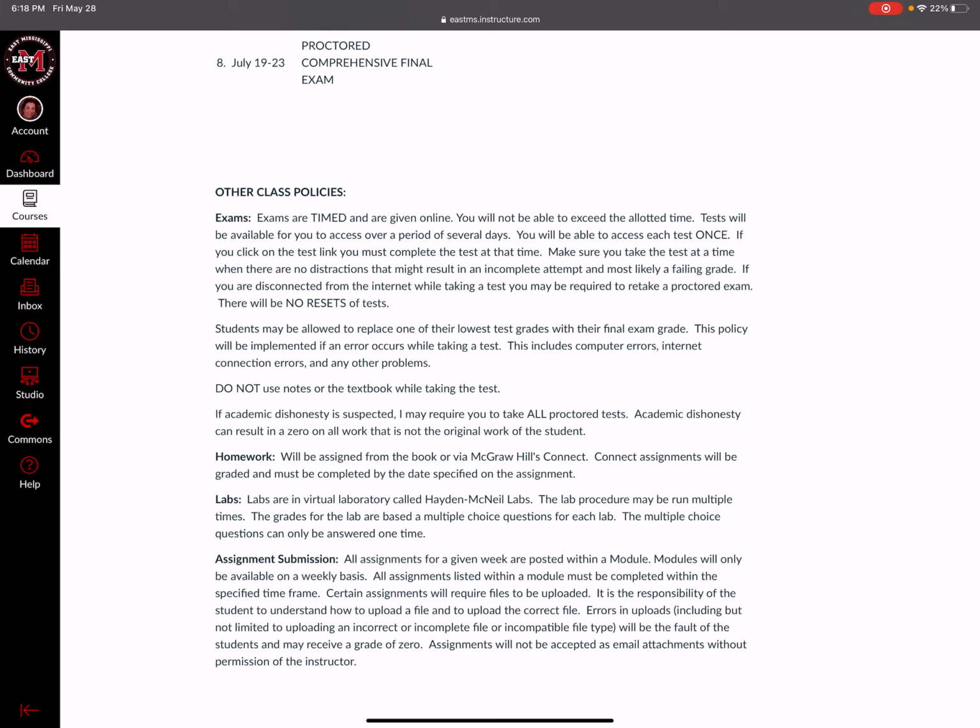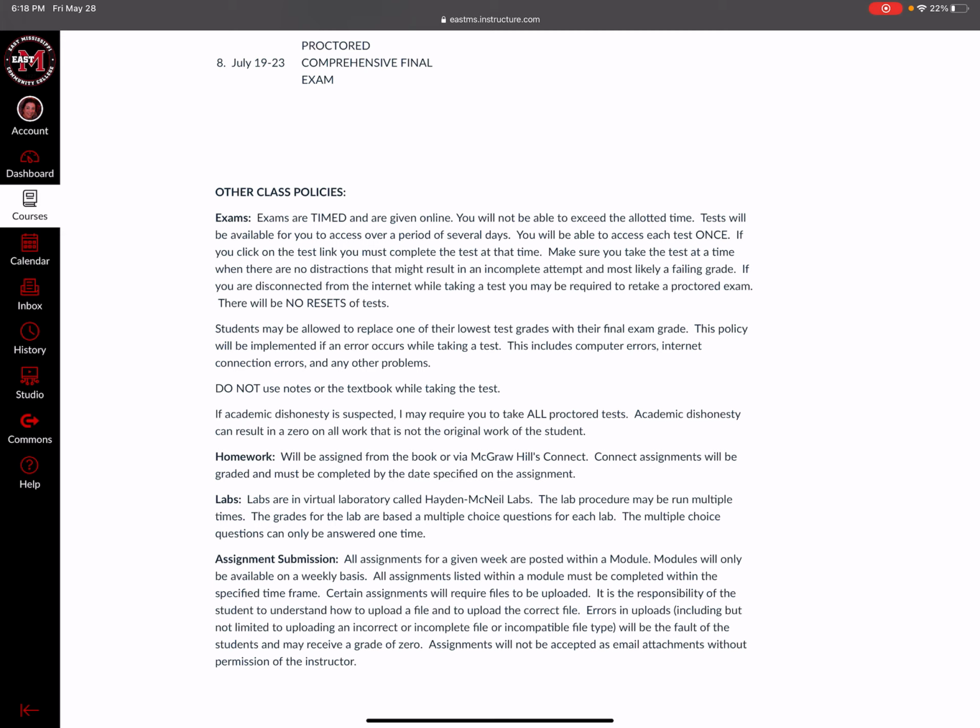You can run the lab 2, 3, 5 times if you want to, but you can only answer the multiple choice questions 1 time. So be sure that when you get ready to answer those multiple choice questions that you've already run the lab.